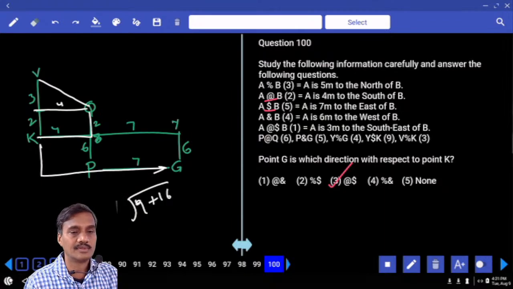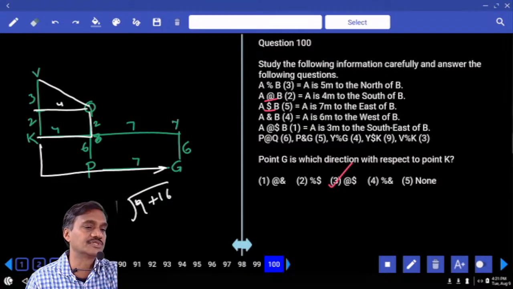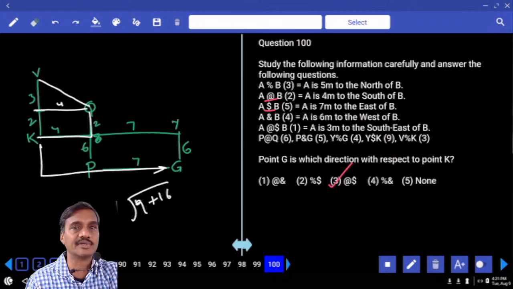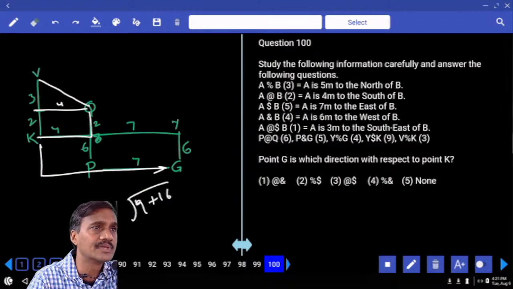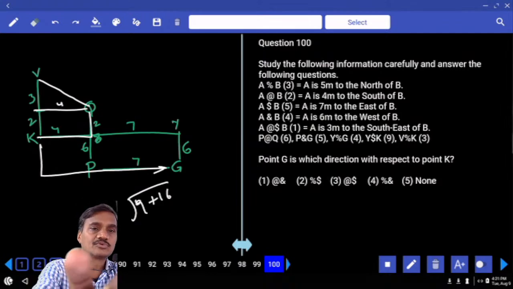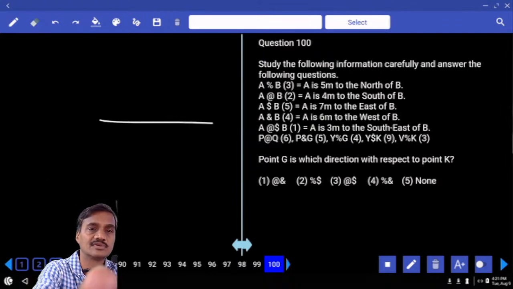Clear? Now, with this we have come to an end of this paper, paper number 228, for reasoning section. Anything left out in this paper? Number series questions, 61. Now coming to question number 61 to 65.